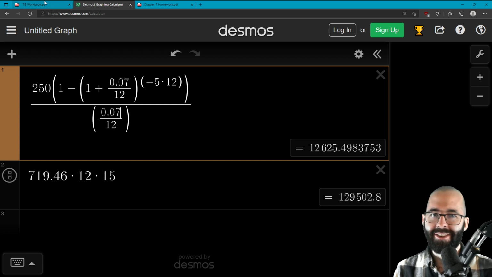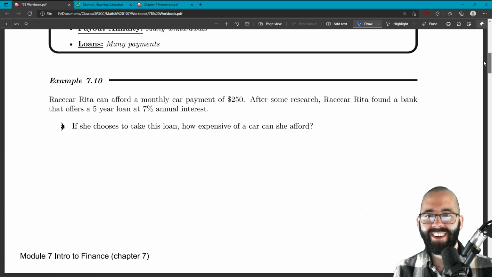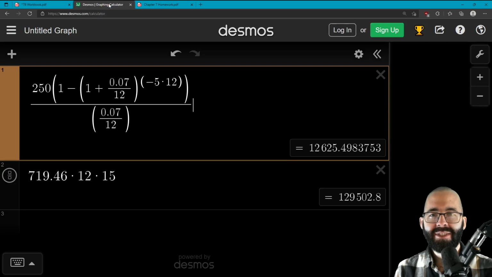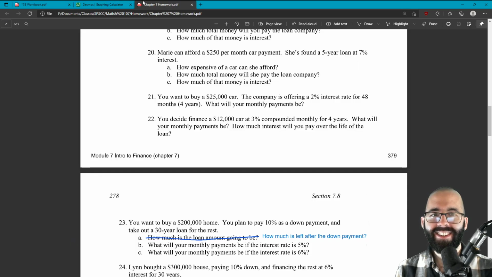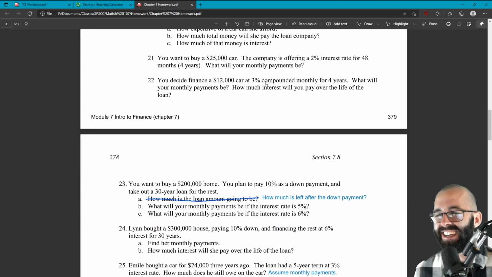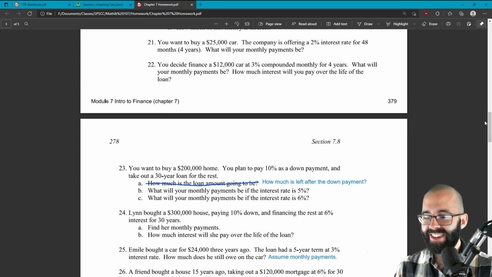Is this the same as the workbook one? Wait a minute, this looks really familiar. $250 car payment, 5-year loan, 7% interest. It's the same problem. Let's look at number 21. It's the same one from the earlier video. You don't want me to do it twice.